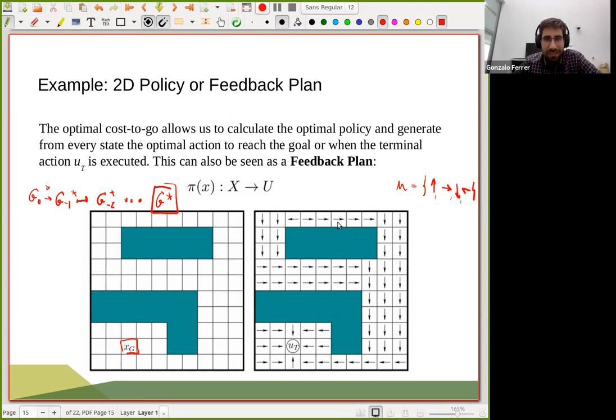So you start here and you just follow the policy. There's nothing to think about, just follow the policy: here, here, here, here, here, and here. And this is another interesting thing. What happens if, for whatever reason, and we are not talking about noise, you wanted to come here, but you end up here?